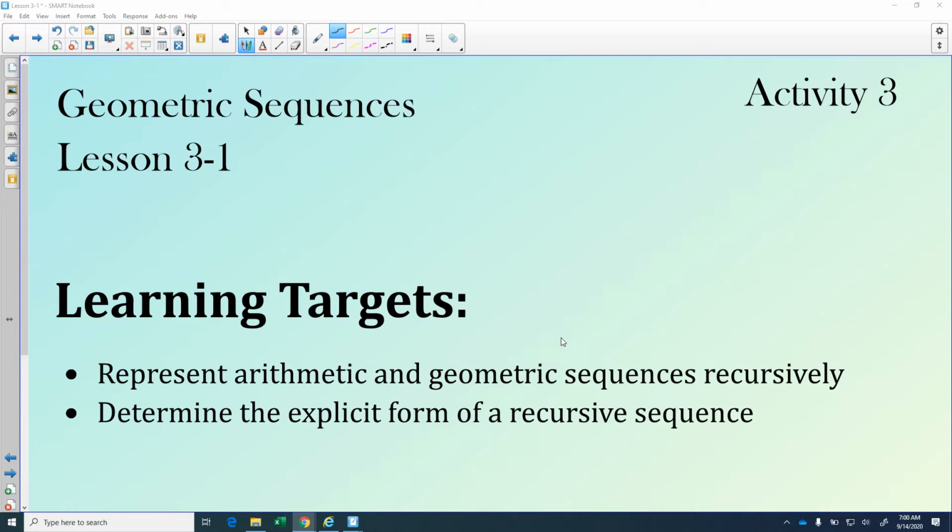So far, we've been talking about explicit statements. Basically, how do we find something within a pattern? How do we find a specific number within a pattern? How do we find the sum of that pattern? Things like that, okay? Well, today we're going to talk about the other idea.